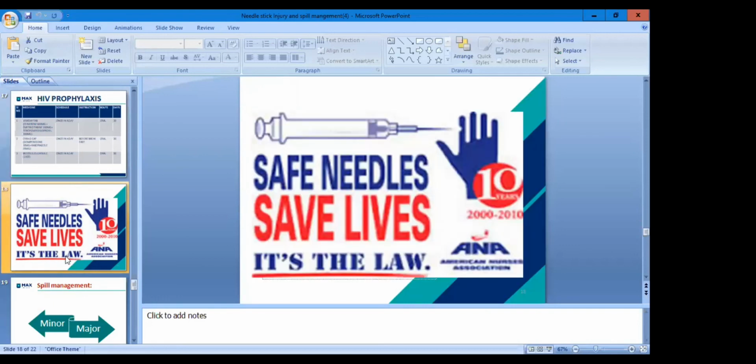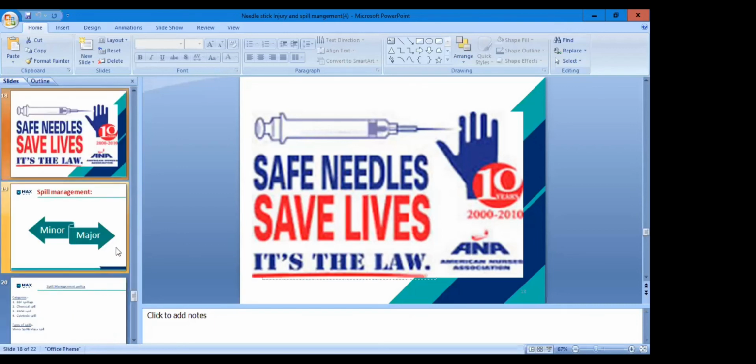Under this is safe needles and safe lives. It is the law. Needle stick injuries cause a lot of things when they happen. It's a mental trauma to the staff. It is also a cost to the hospital because a lot of tests and follow-ups need to be done. So it is better to prevent any needle stick injury rather than giving post-exposure prophylaxis. That is what I would suggest.